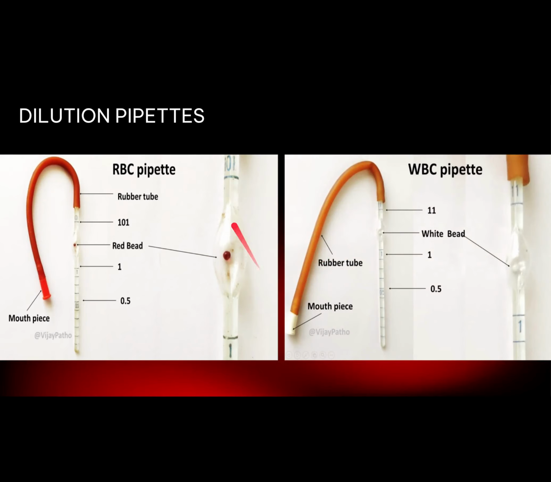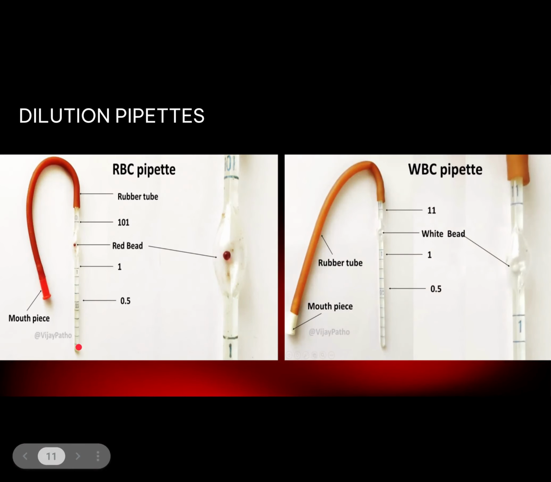Okay, so let's talk more about the RBC pipette. For the RBC Thoma pipette, if our dilution is 1 to 100, we fill up the blood until the 1 mark. So we fill up the blood until here. And then the diluting fluid is filled up until the 101 mark. That is, again, if the dilution is 1 to 100.